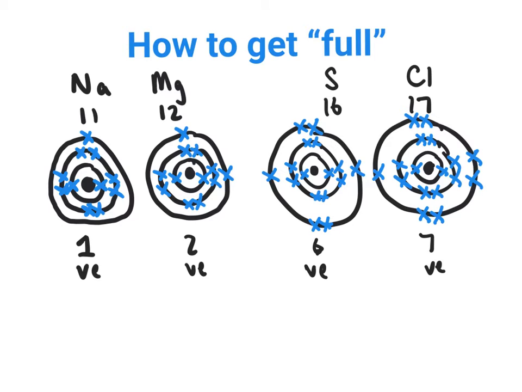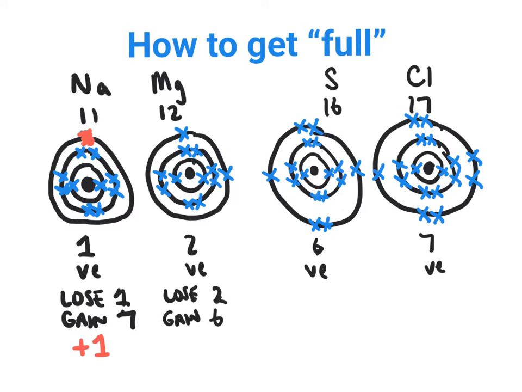In order to get a full shell, we'll start with sodium. It can do 2 things: it could either lose 1 or gain 7. Since it's easier to lose 1 than to gain 7, it's going to lose this electron and make an ion with a +1 charge. Magnesium has the same option. It could either lose 2 or gain 6. It's easier to lose 2 than gain 6, so it's going to lose these 2 electrons and make a +2 ion.